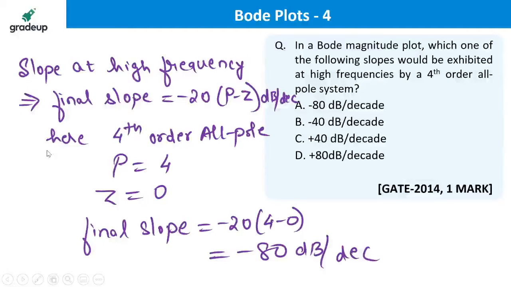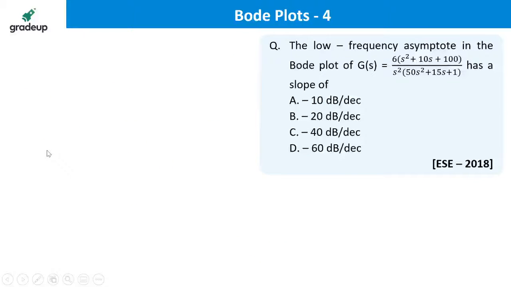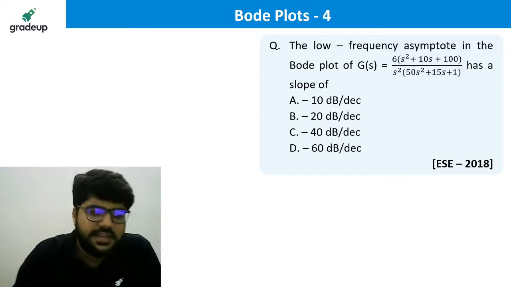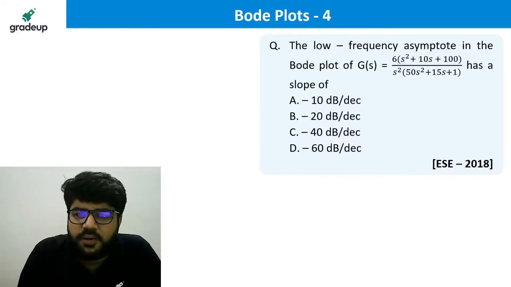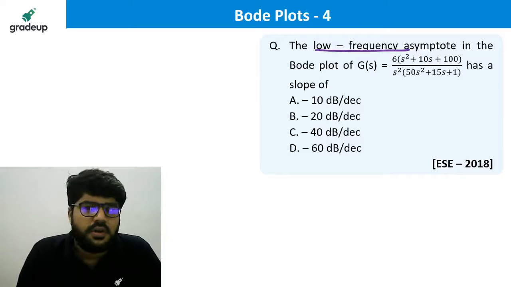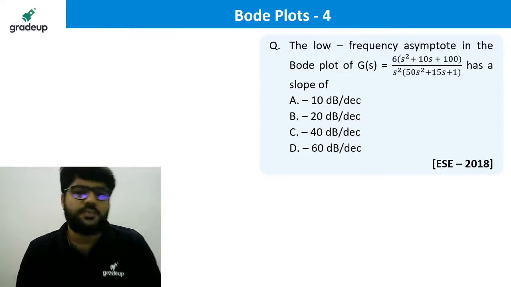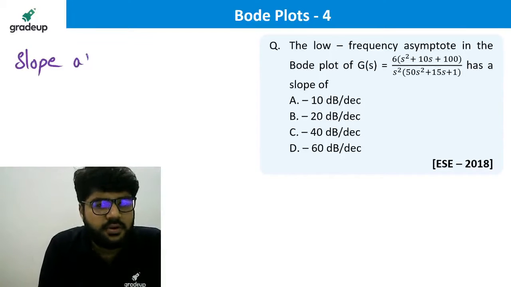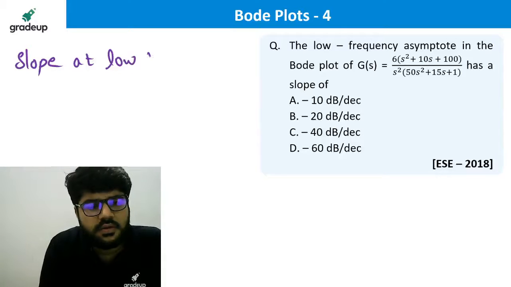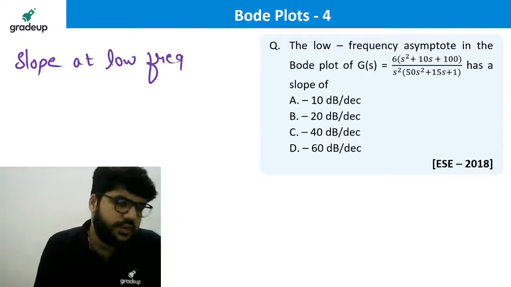All right. Chaliye. See the next question now. It's again a very simple question from ESC. Now I'm talking about the slope of low frequency asymptote. These are basic questions. So the last question was slope at high frequencies. Now I'm talking about slope at low frequencies.